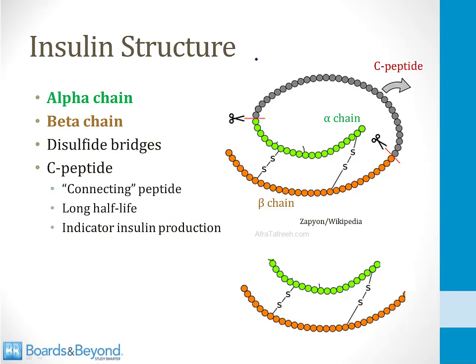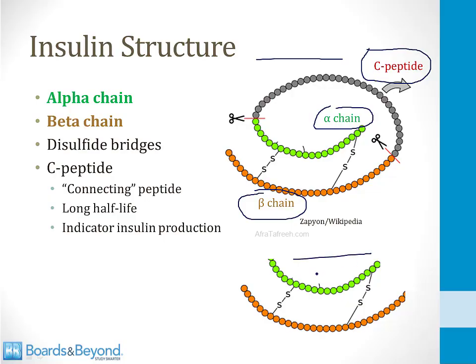At the top right of the screen is the structure of proinsulin. It has an alpha chain shown in green. It also has a beta chain shown in orange. Connecting the two is a C-peptide, which will be cleaved out before the insulin is secreted into the serum. At the bottom of the screen is the structure of insulin. You can see that it has just the alpha chain and beta chain connected by disulfide bridges.